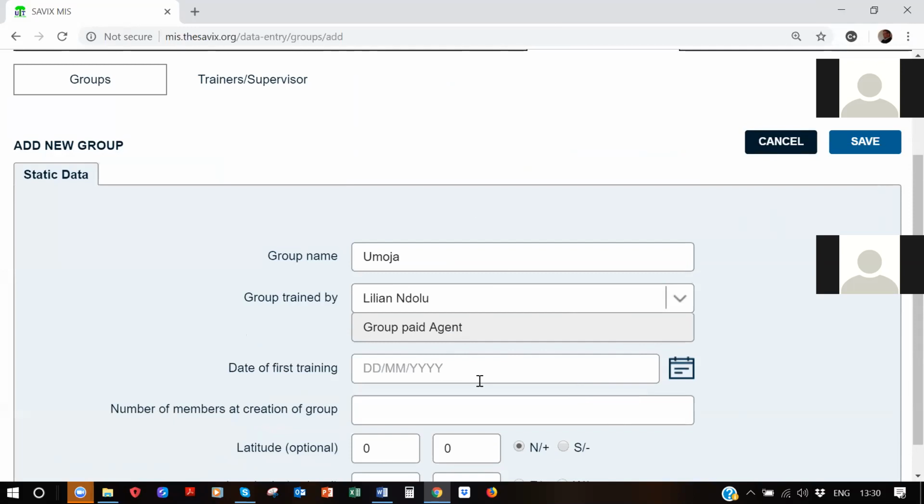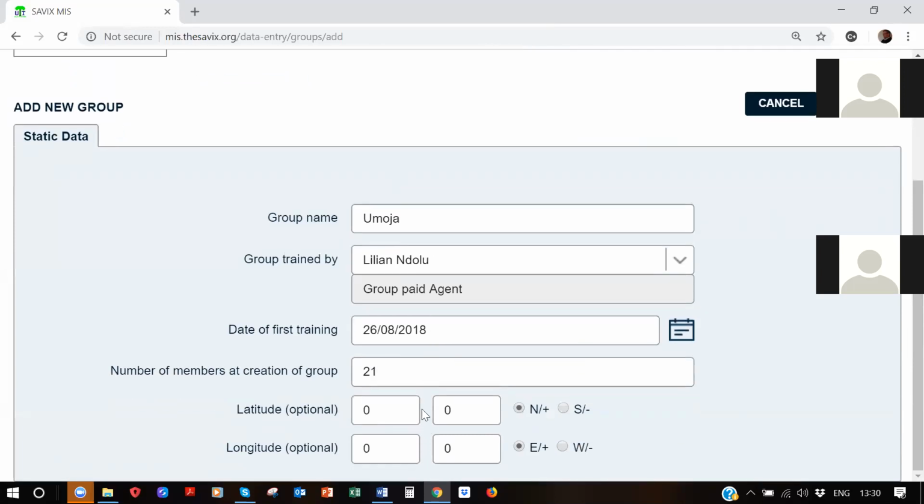So the date of first training was 26/08/2018. Now you have to enter numbers in this format. You always use, for months and for days, two numbers. So you can see for August, we put 08 and we put the full 2018. A number of members at creation of group is 21. And we're not doing latitude or longitude. And that's all we do to enter static data.